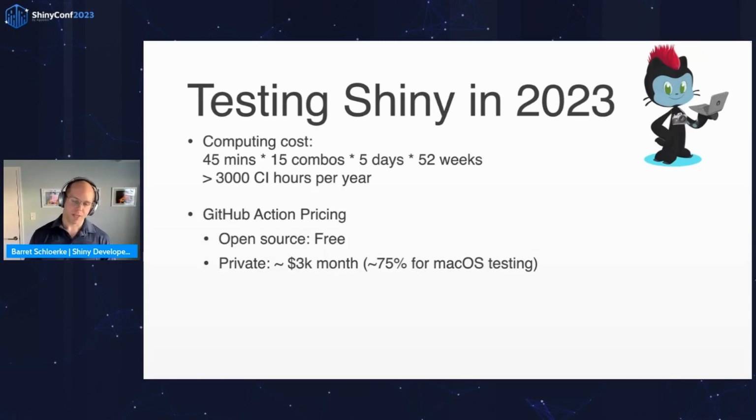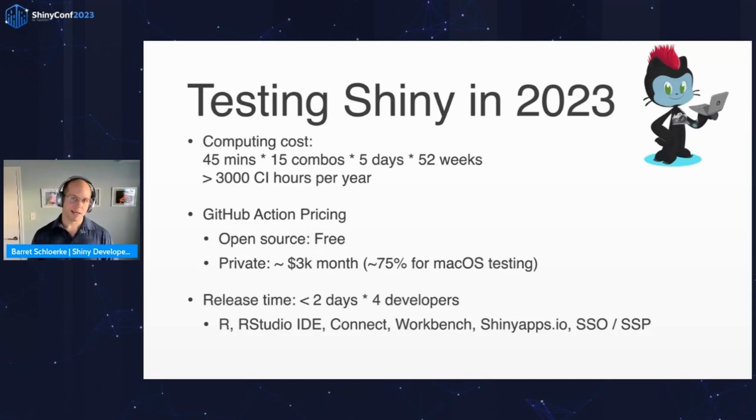For fees and pricing, open source, it's free, which is awesome. If you're doing it in private repos, if Shiny Core CI was to be purely private, it'd be about $3,000 a month. So not crazy, not terrible, but it is expensive. But 75% of that cost is for macOS. So if you actually just did Ubuntu testing, it'd be like $300 a month. And I think that is very reasonable for the amount of hours that is being executed.